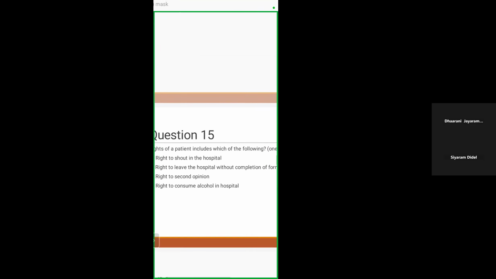This is again an international patient safety goal related question. So rights of a patient include which of the following? Patient can shout in the hospital, leave the hospital without completion of formalities, right to second opinion, right to consume alcohol in the hospital. It's quite straightforward. So most are answering C, and someone has answered B.